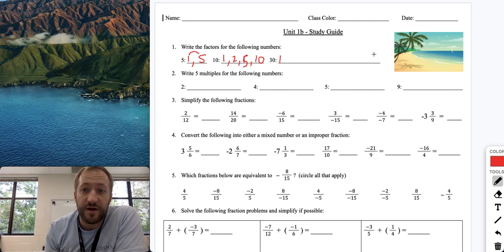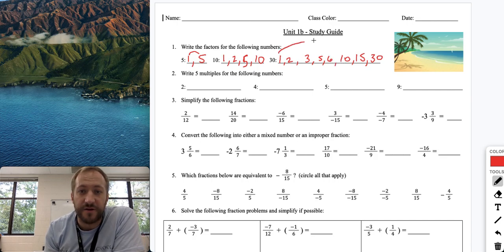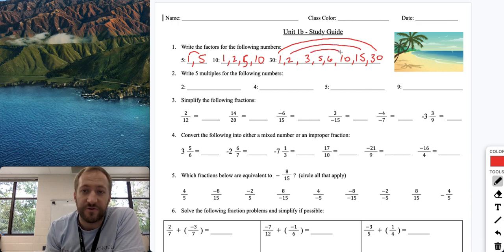Looking at 30, I got 1 and 30. It's an even number, so I know 2 is a factor, and 15. And let's see, 3 and 10. And let's see, 5 and 6. And I think that's everything. Notice how I do them in pairs. That way I don't forget any. 1 and 30, 2 and 15, 3 and 10, 5 and 6. Let's look at the next one.